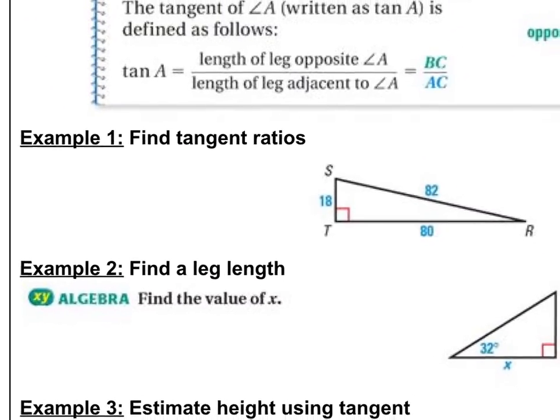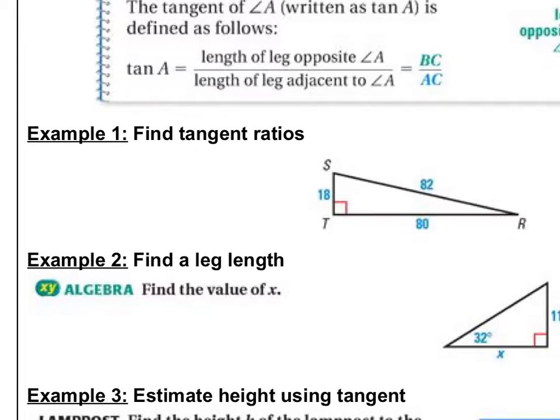Let's take a look at example number 1. We're going to find the tangent ratios. Whenever they say the tangent ratios, what they're talking about here is they want you to find the tangent ratios of R and of S. Okay? So let's start with the tangent of R.